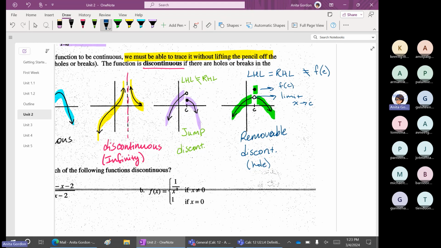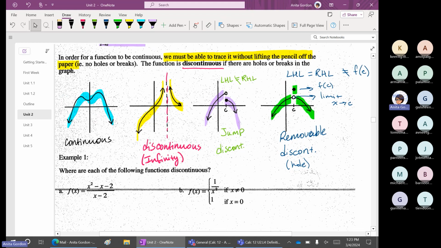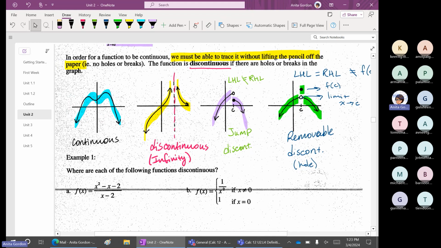The function is in the domain, but the limit differs. Okay, so these are the types of discontinuities we're going to encounter: an infinite discontinuity, a jump discontinuity, or a removable discontinuity.